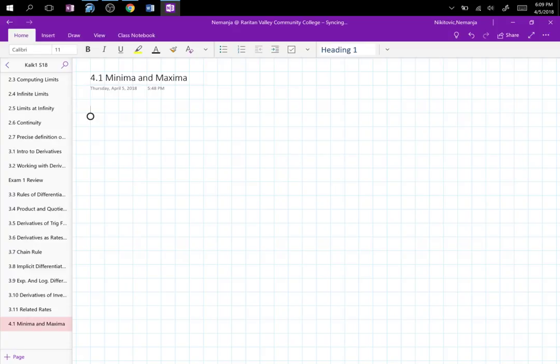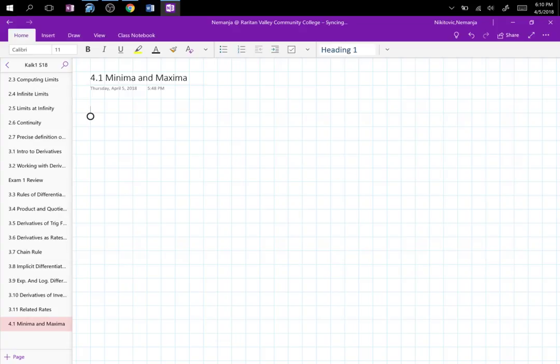Hello and welcome back to Calculus 1. We are starting chapter 4, and we are going to start chapter 4 with the section on minima and maxima. We're going to talk about the concept of minimum and maximum of a function. Why? Well, we are interested in it.